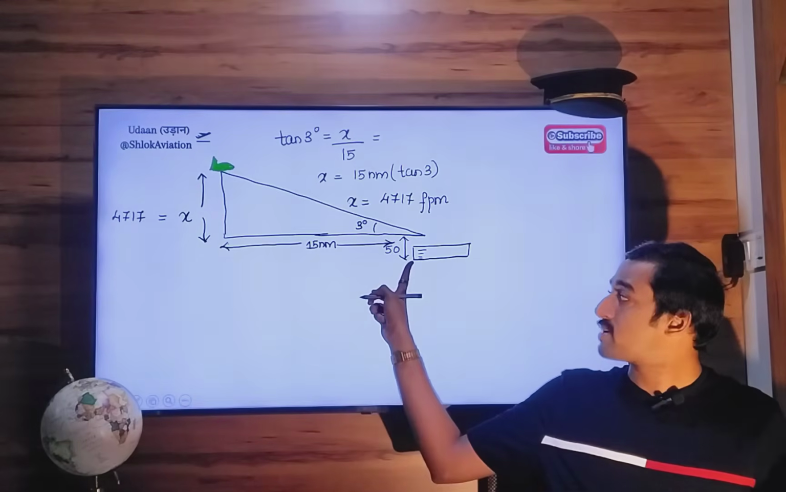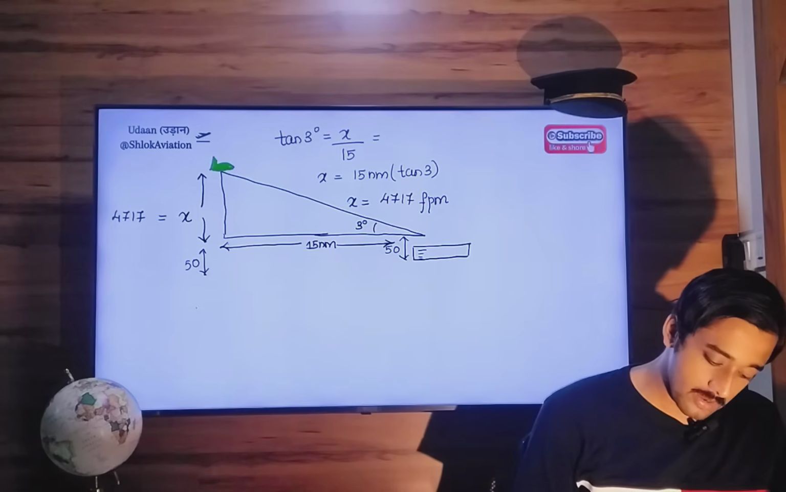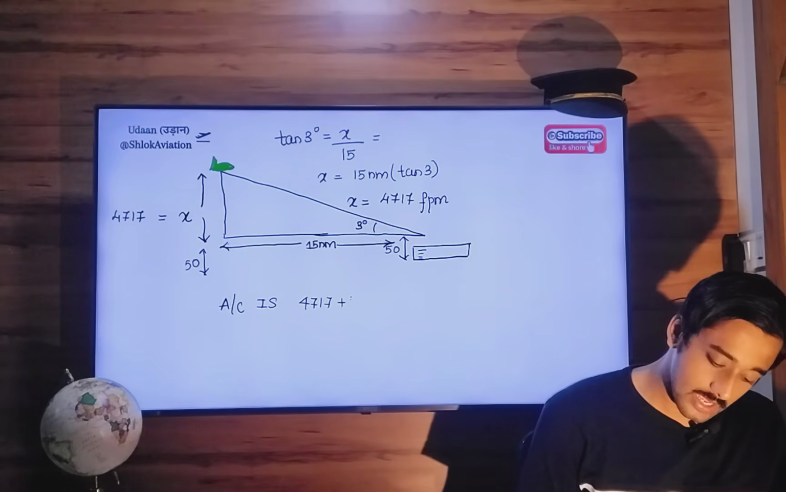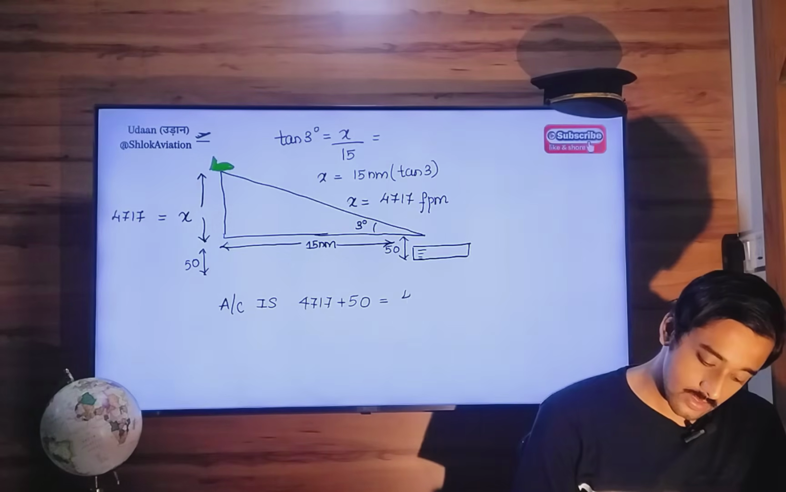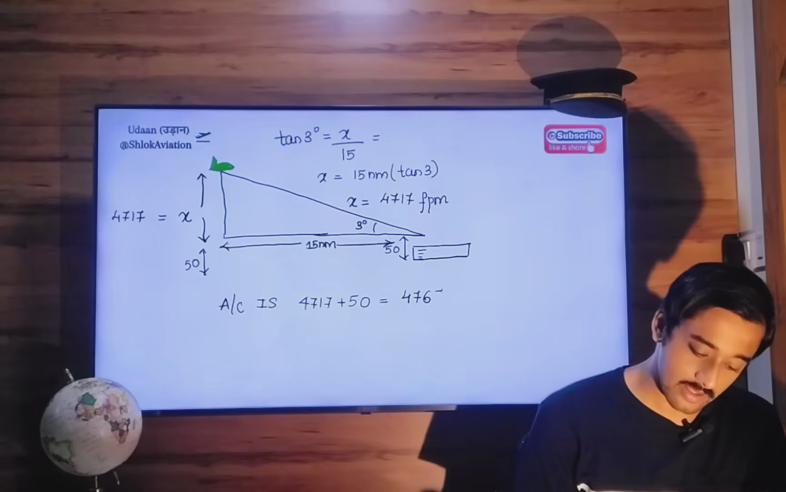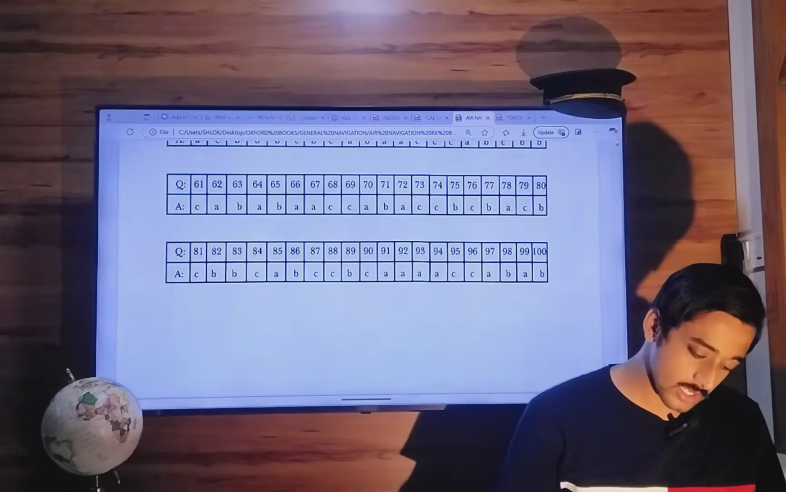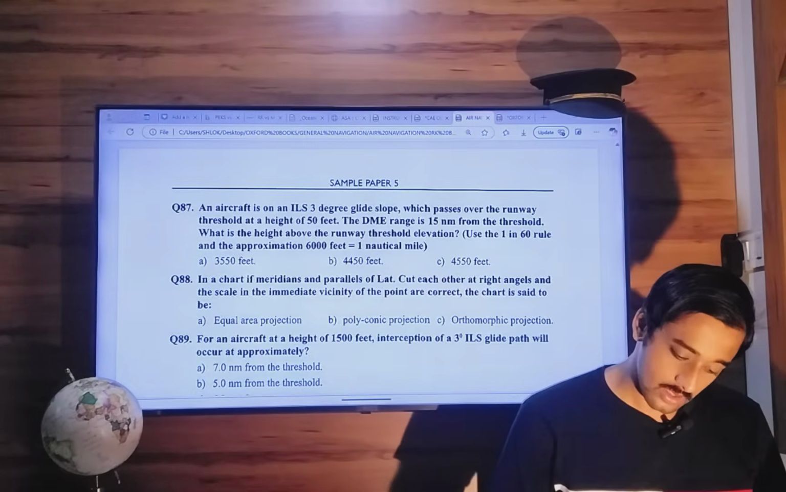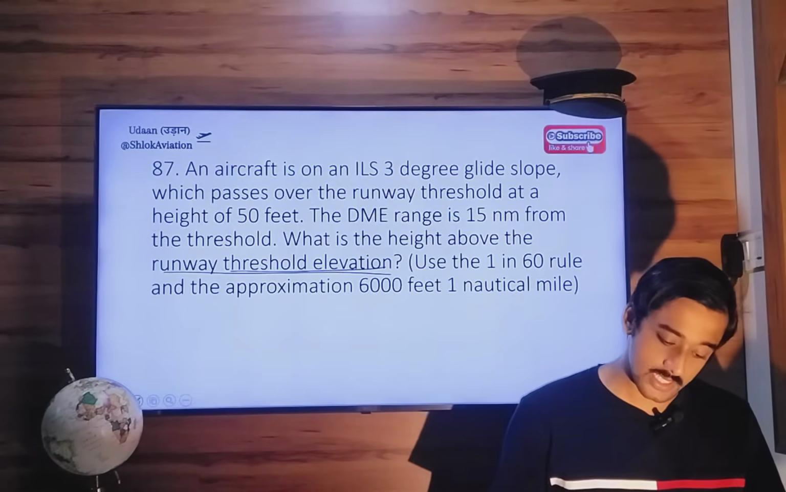So above the threshold, that means from here, you are going to add this 50. So the final height will be 4,717 plus 50, that is equal to 4,767 feet above the threshold. Okay, so you will select the closest option. So 87 is Charlie. Yes, you will select 4550. That is the closest to 4,700.